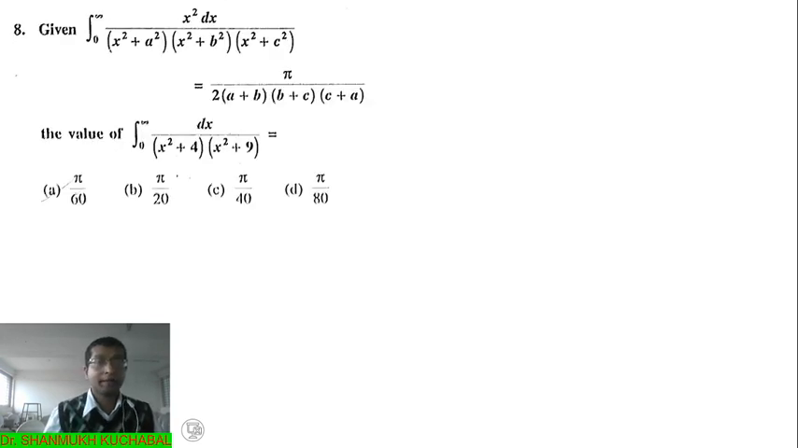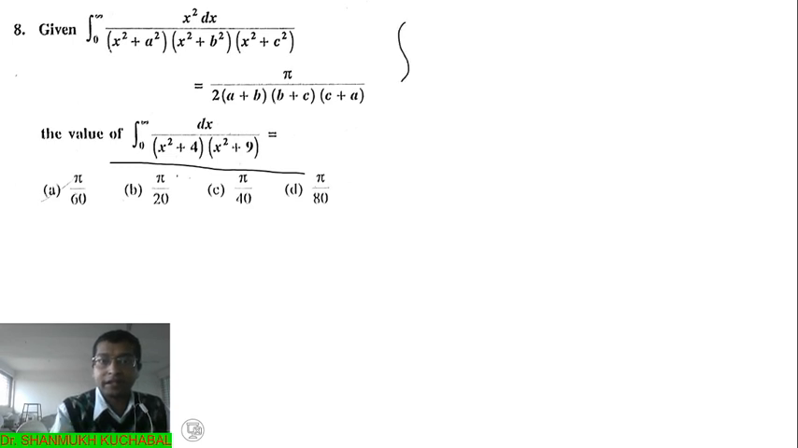Further, we'll move to example number 8. It is integration 0 to infinity x square dx divided by x square plus a square, x square plus b square, x square plus c square, equal to pi divided by 2 into a plus b into b plus c into c plus a. So, integration of this function we have to find out.